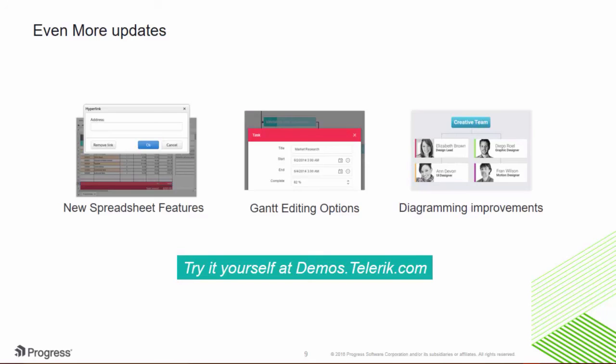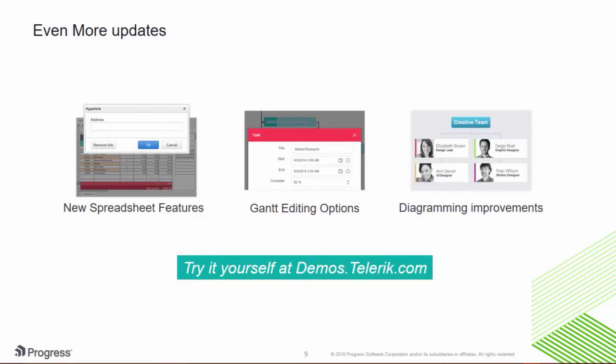The spreadsheet has been improved with the following new features. Hyperlink support has been added for cell content, multi-line editing has been enabled, and the ability to hide and show grid lines. This is useful when printing and exporting your spreadsheets.